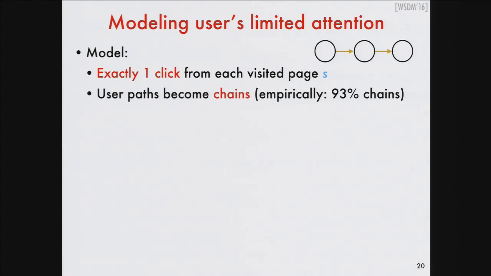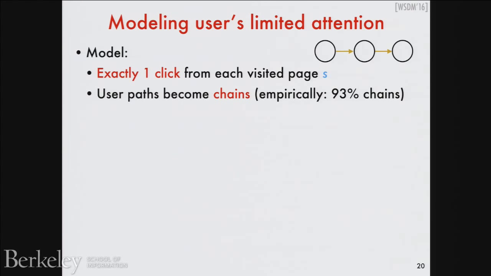But this assumption that the user can make exactly one click would then lead to navigation traces that are forward chains. And we find empirically in the data, and this is again Wikipedia browsing logs, that 93% of all navigation traces are such forward chains where the user makes exactly one click from every visited page. So this is actually a realistic model.